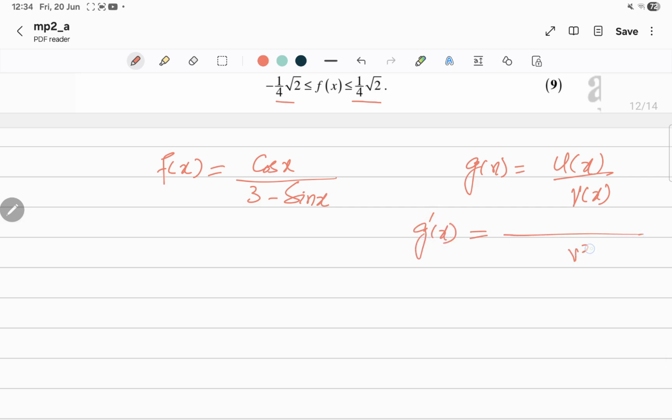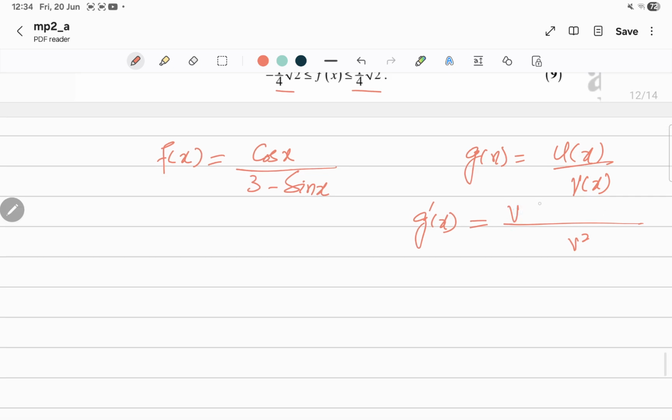The quotient rule is the square of the denominator as it is, then derivative of the numerator minus numerator as it is, derivative of the denominator. So this is the formula we're going to apply to get the derivative of this function. If you apply this formula, then f prime of x will be the square of the denominator, then denominator as it is, times the derivative of the numerator, which is cos.